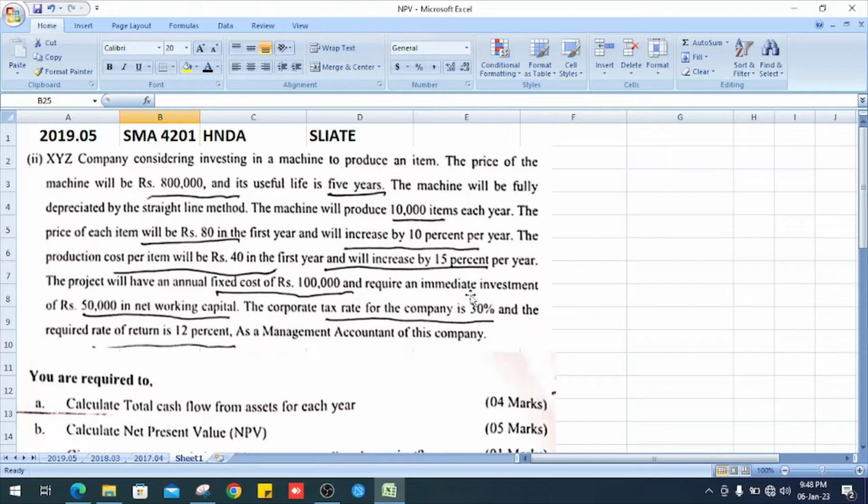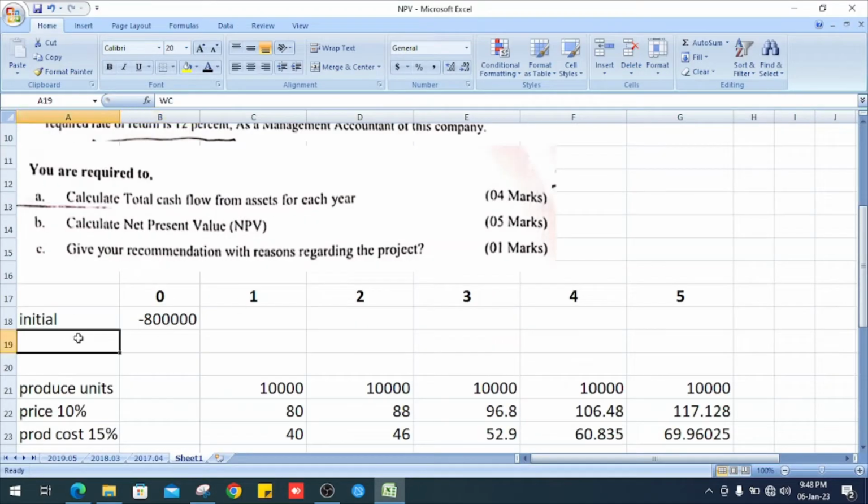And require an immediate investment of 50,000 in net working capital. The net working capital is 50,000. Recover in last year: minus 50,000 in year 0 and plus 50,000 in year 5.